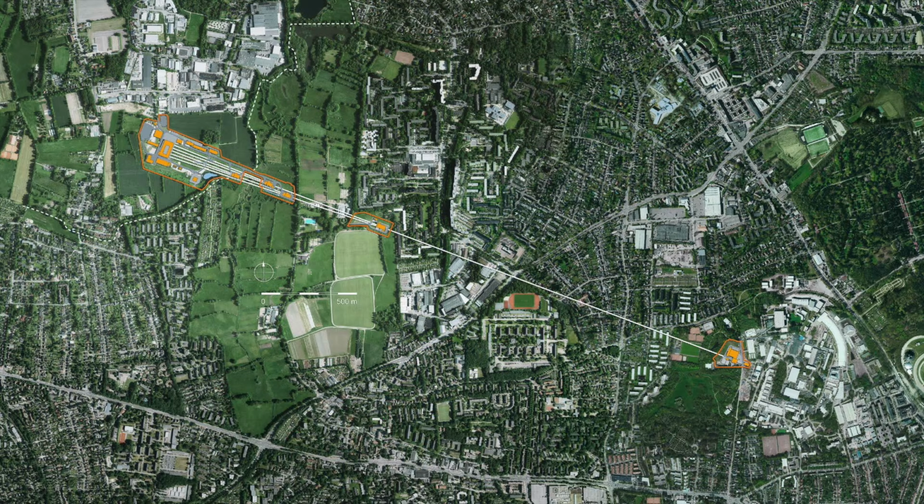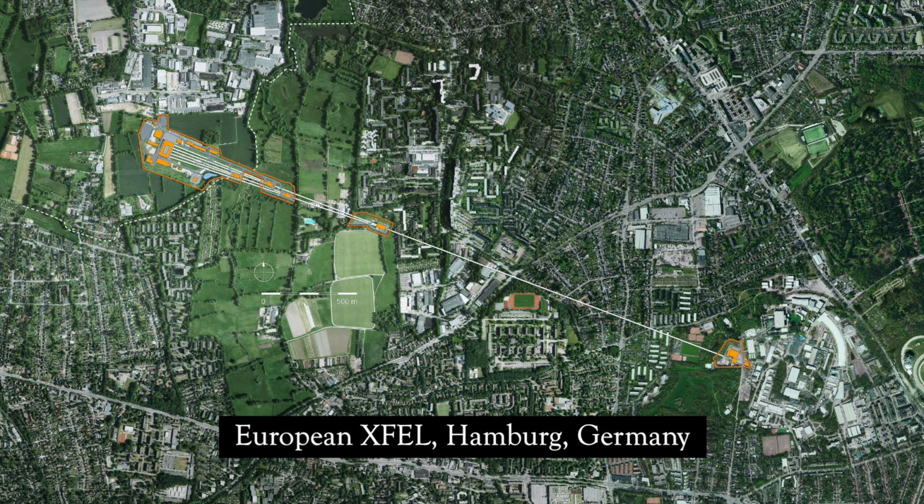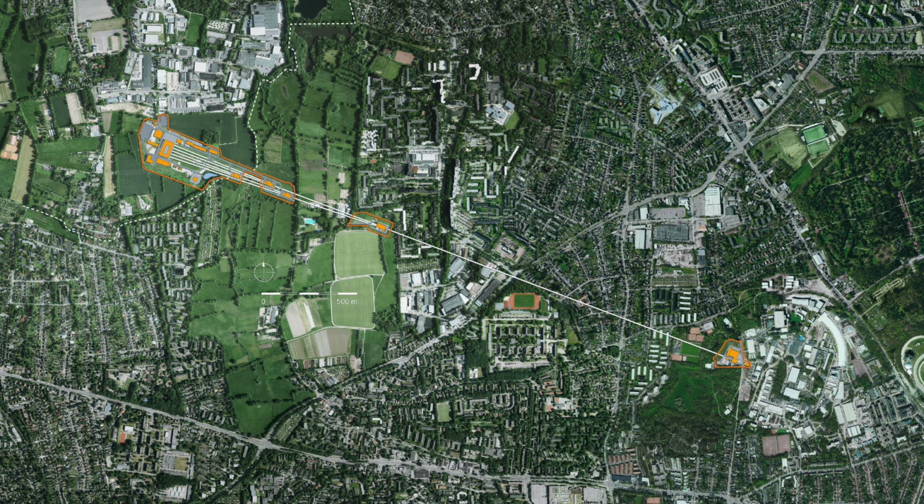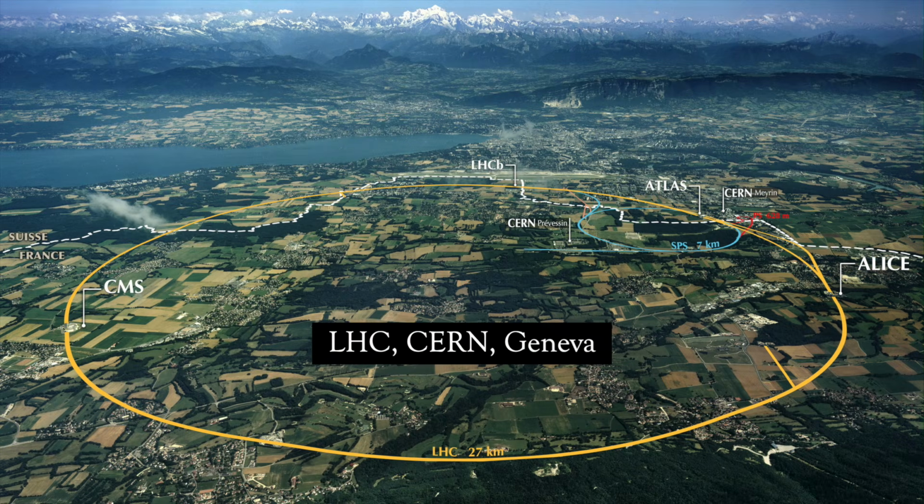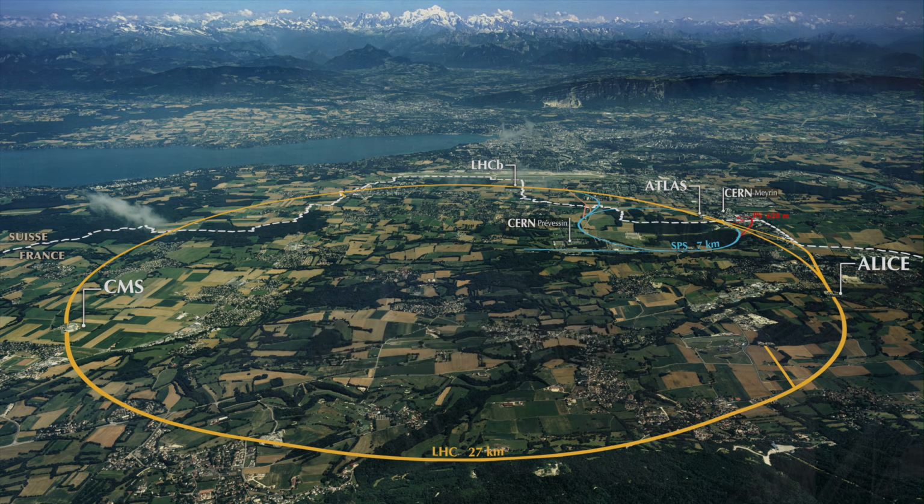There are two main geometries of particle accelerators. Linear accelerators, like the European XFEL in Germany, accelerate particles along a straight path. Circular accelerators, like synchrotrons, send particles around huge rings before colliding them, just like the Large Hadron Collider at CERN.